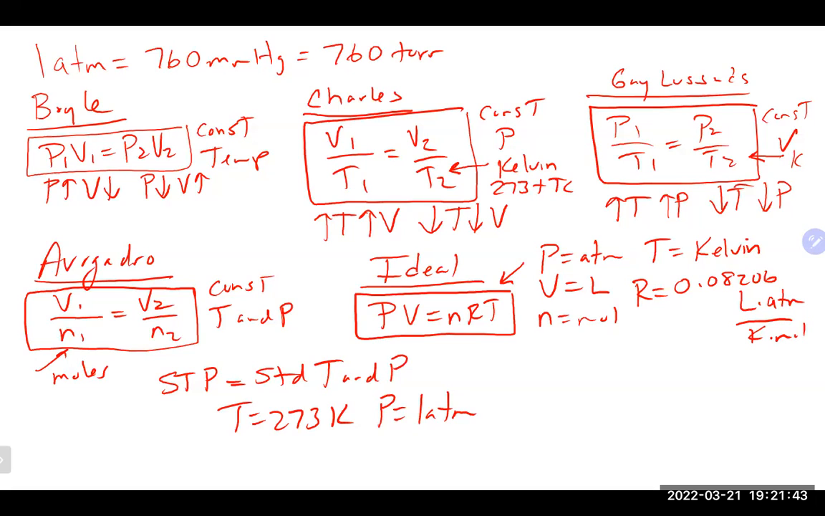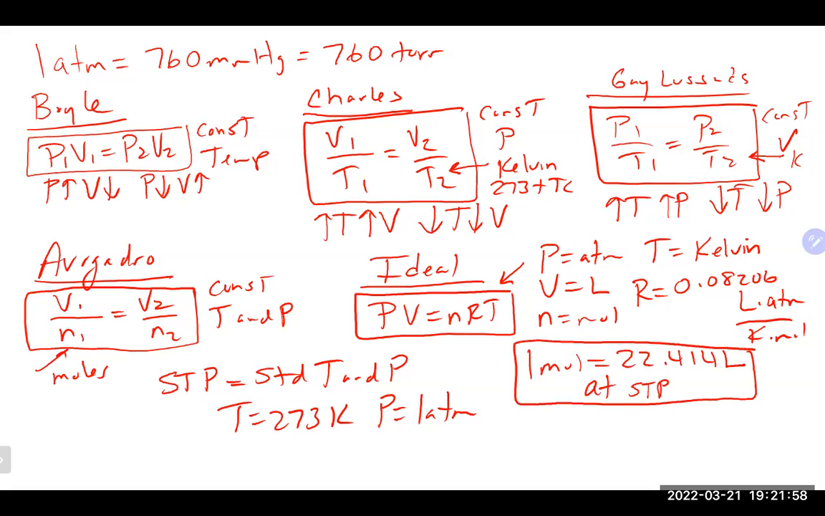And there is a relationship that 1 mole of any gas at STP is 22.414 liters. And that's at STP is the only time you can use this relationship. You can use that relationship in some cases. It will allow you maybe not to have to use the ideal gas law, but it 100% has to be at STP, or you cannot use that relationship.